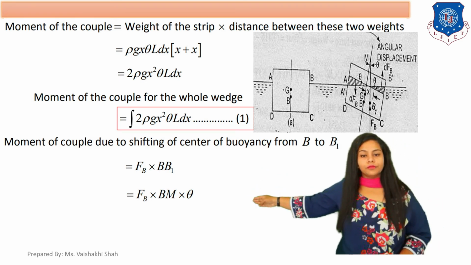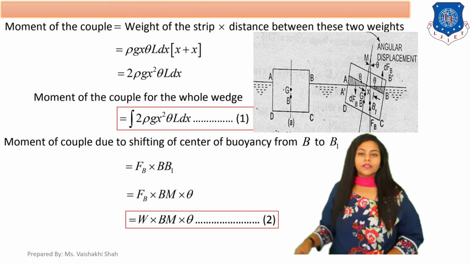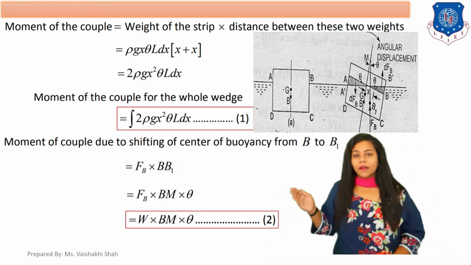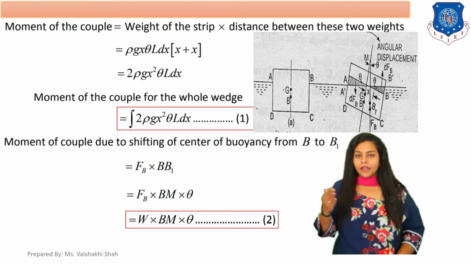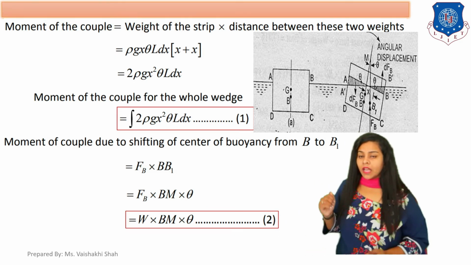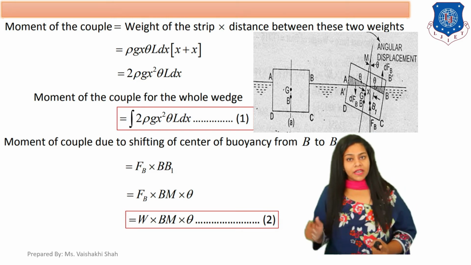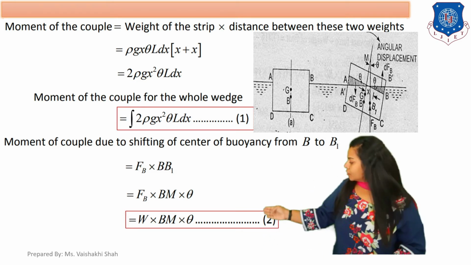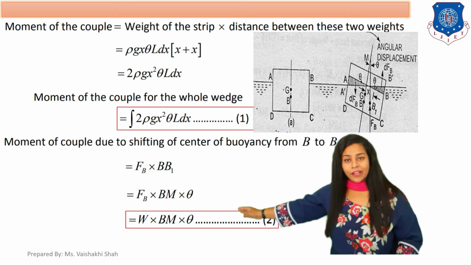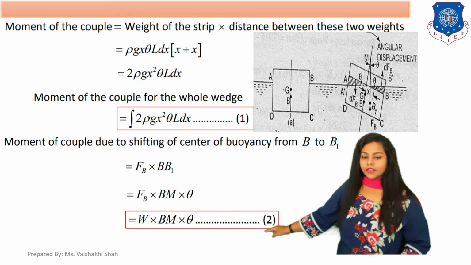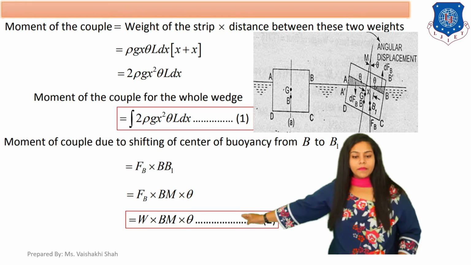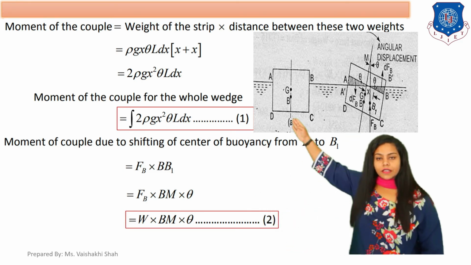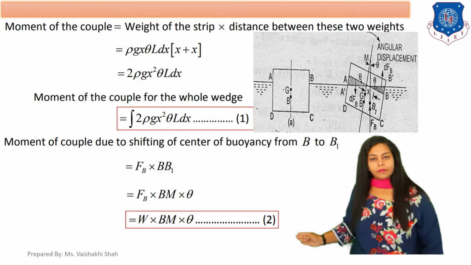As we know from Archimedes principle, W equals Fb. We studied Archimedes principle in our earlier lecture. So here you can replace Fb by W, and your equation becomes W into Bm into theta. This is your equation number 2, and the earlier one is equation number 1.